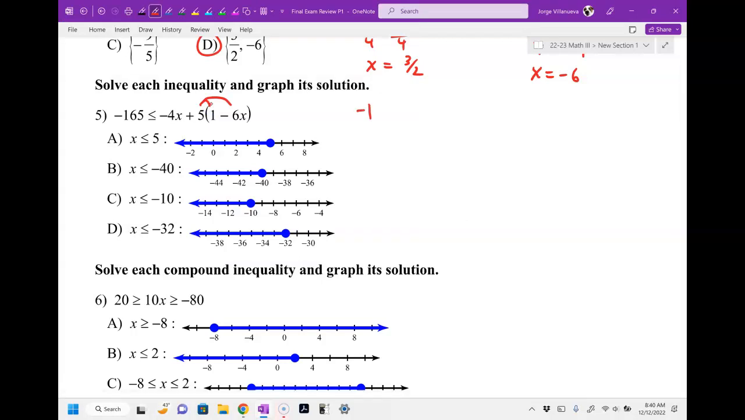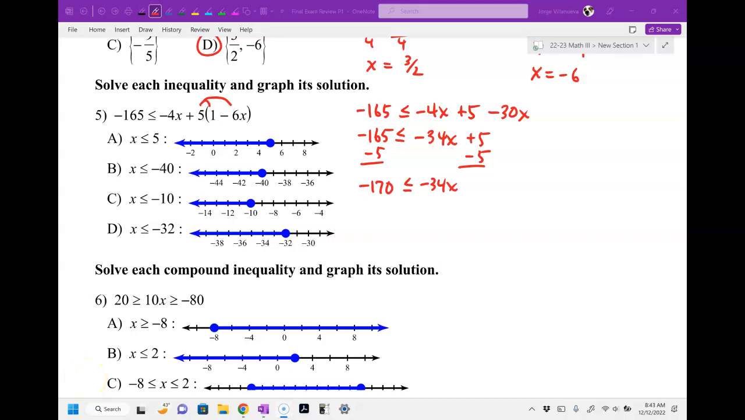So this is -165 less than or equal to -4x plus 5 minus 30x. So that's the first thing I'm doing. Now, after that, I'm going to try to combine like terms. So -165 less than or equal to -4x minus 30x is -34x plus 5. And then I'm going to subtract 5 on both sides. So -5 minus 5. So that's -170 less than or equal to -34x.